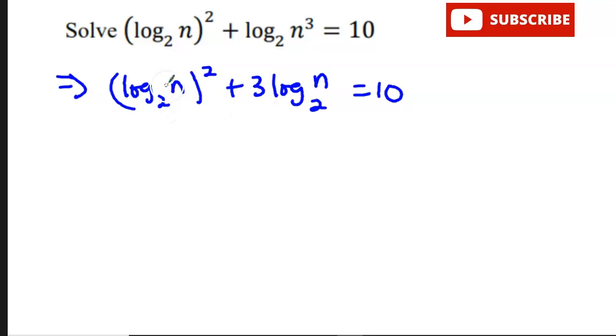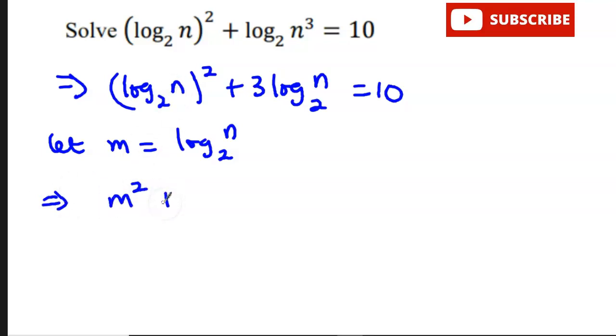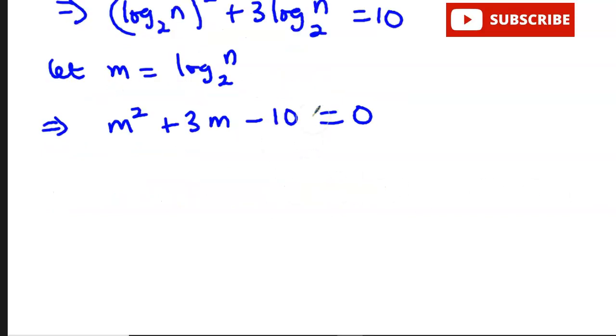So look at something. We have log n to the base 2 and then log n to the base 2. We can make a substitution. So let m be equal to log n to the base 2. So this implies that we have m squared plus 3m minus, let's bring the 10 to this side, 10 is equal to 0. This is quadratic. We need to find m.